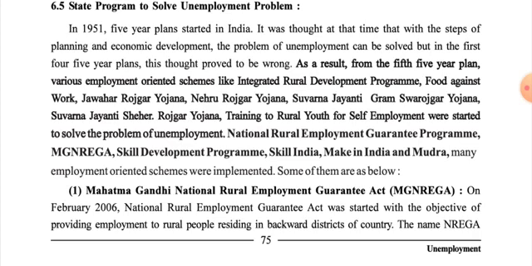Along with this, the National Rural Employment Guarantee Program, initially known as NREGA and now known as MGNREGA, the Skill Development Program, Skill India, Make in India, and Mudra. All these plans started after 2014, that is after the BJP government's ruling. Many employment oriented schemes were implemented, some of them are as below. So amongst all these, here we are discussing only a few programs and plans.